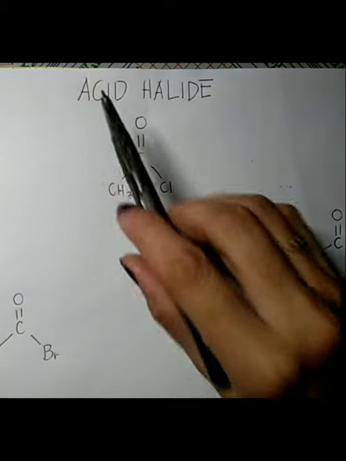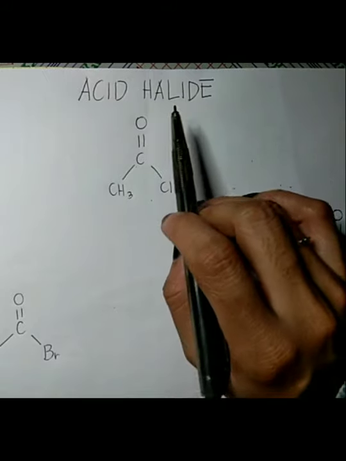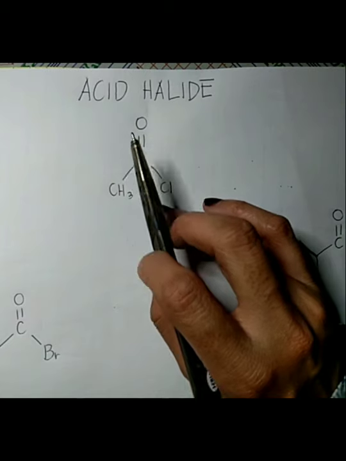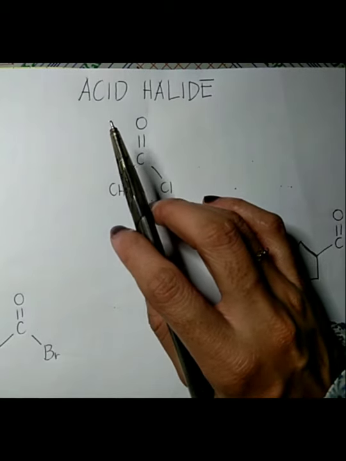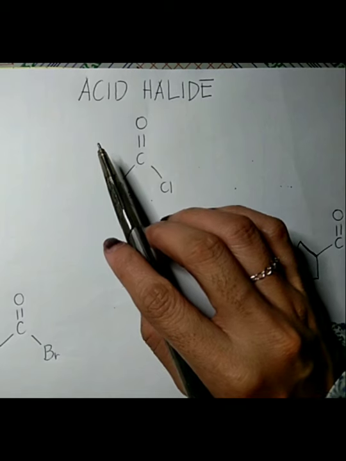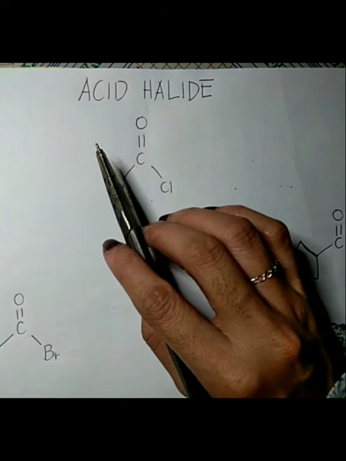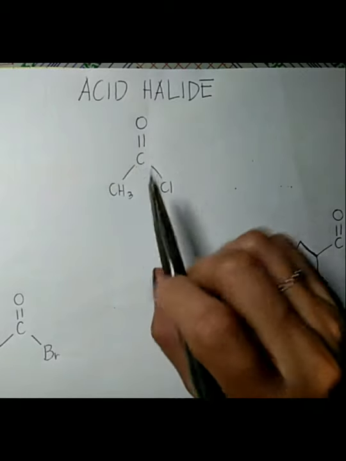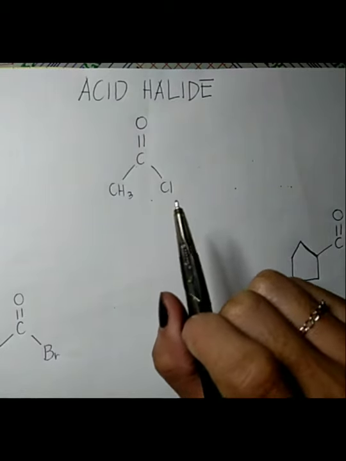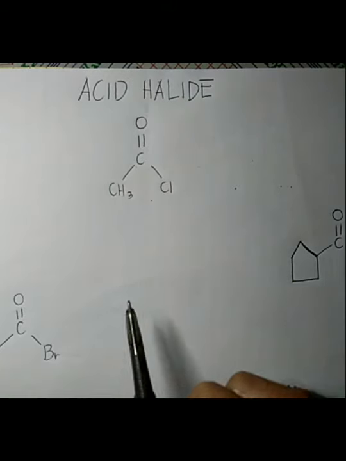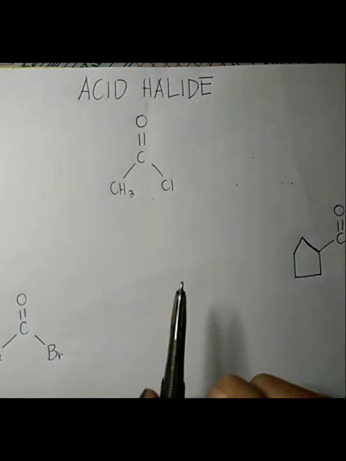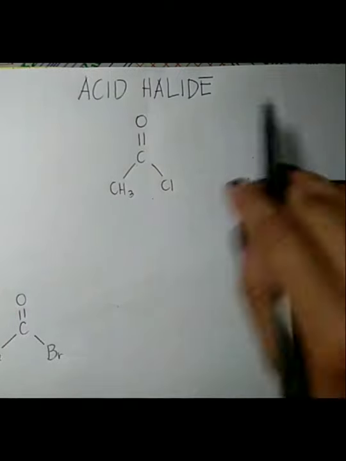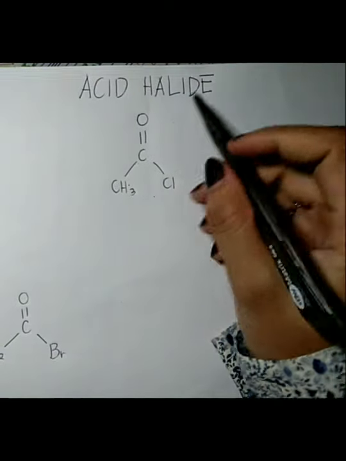Hello, I'm here to discuss the acid halide. This acid halide is also a derivative of carboxylic acid. The functional group of an acyl halide or acid halide is an acyl group bonded to a halogen atom. Examples of halogen atoms are bromine, fluorine, chlorine, and so on. So here we have a carboxylic acid.